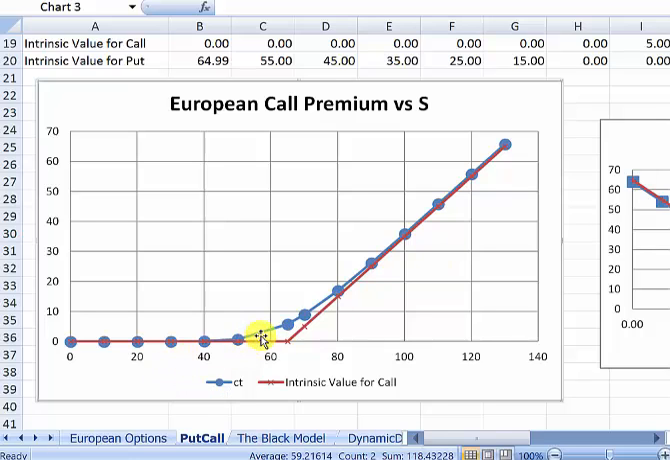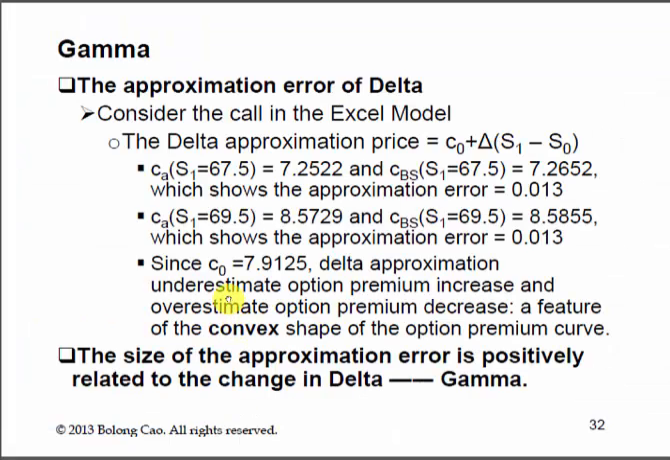when you have a tangent line, right, you move up and down along the tangent line that's moving with delta. The whole tangent line falls below, because it's convex, right, below this premium curve. That's why the delta estimation, delta adjustment, or approximated value always falls below the theoretical value of Black-Scholes.